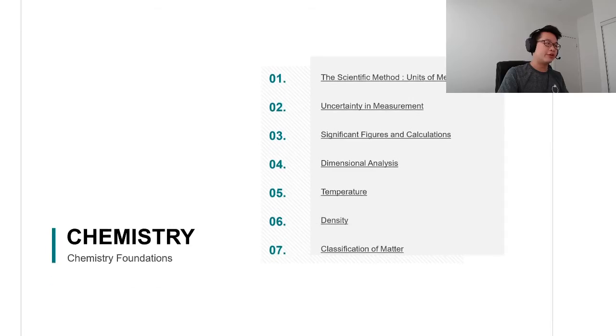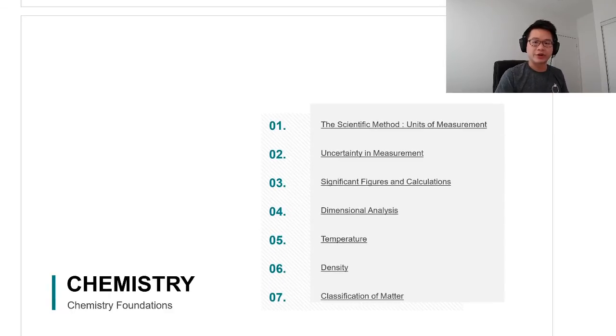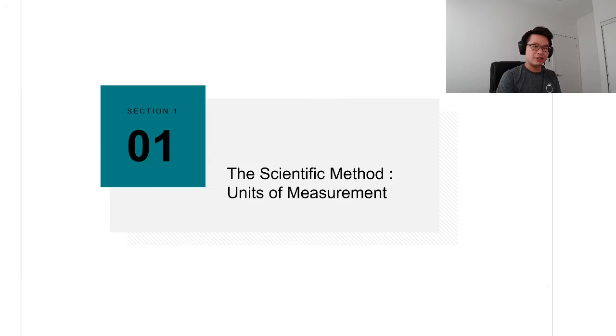So we can go through the syllabus. First of all, we will look at the scientific method and the units of measurement. Second will be uncertainty in measurement, and then we move on to significant figures and correlations, also dimensional analysis. If we have enough time today, we will also go through temperature, density, and classification of different matters. Okay, so let's start with our first topic, the scientific method and the units of measurement.